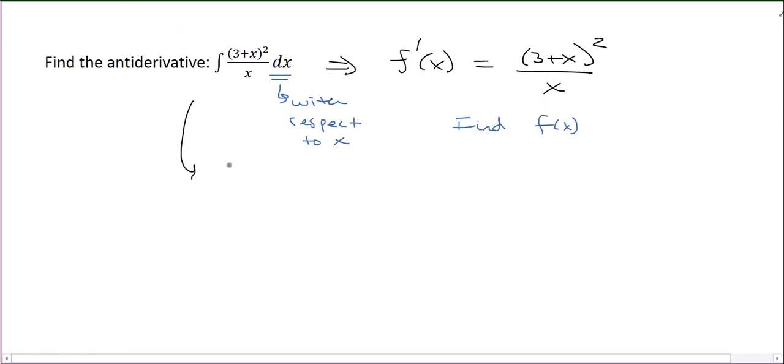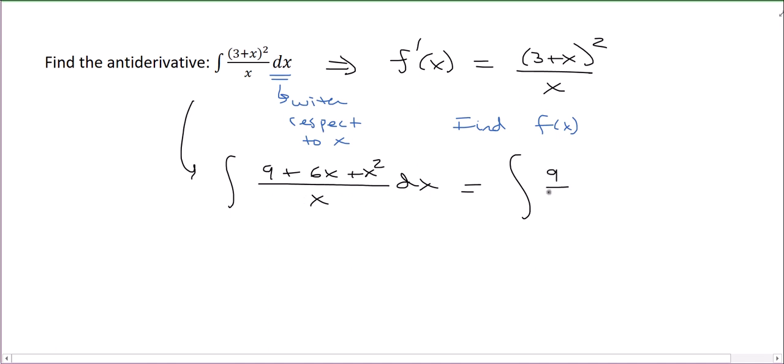So one of the things that we can do then is simplify. I'm going to multiply the numerator out. So that will be 9 plus 6x plus x squared dx. And now we can use our techniques of separating the denominator, right? So I can say this is 9 over x plus 6x over x will just give me 6 plus x squared over x is just x dx.